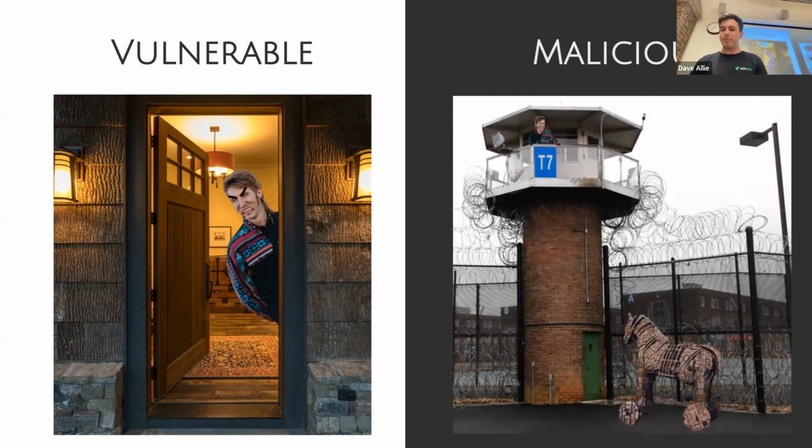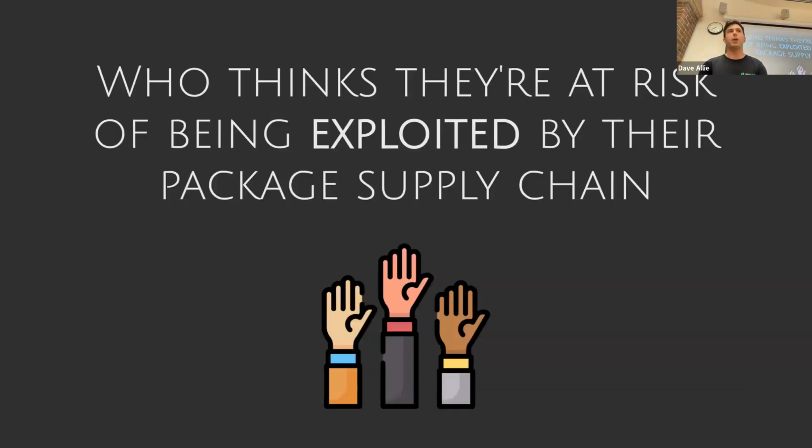Yeah, at the end of the day, things are out there that are malicious. So it's important to recognize that and think about how they might exploit you. That's what I'm going to be talking about today. By show of hands, who thinks they're potentially exploitable or at risk of being exploited by their package supply chain? What I mean by that is the things that run in your code in production. Okay, so about 30-40% of people.